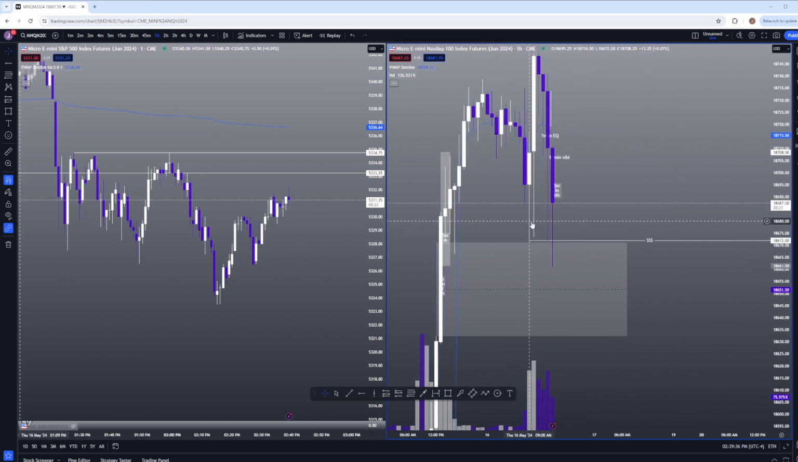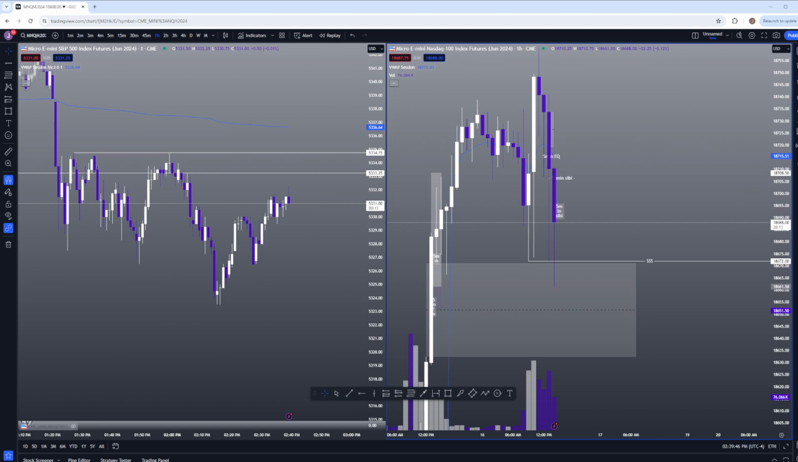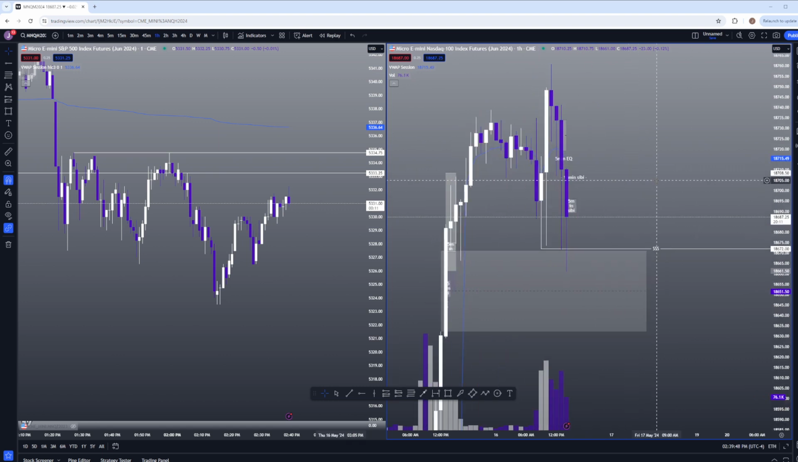If this hourly closes above these highs, I would expect longs to step back in. I don't know how much more expansion we'll get in the market today. After taking all-time highs, I don't know if we're going to expand too much more today.